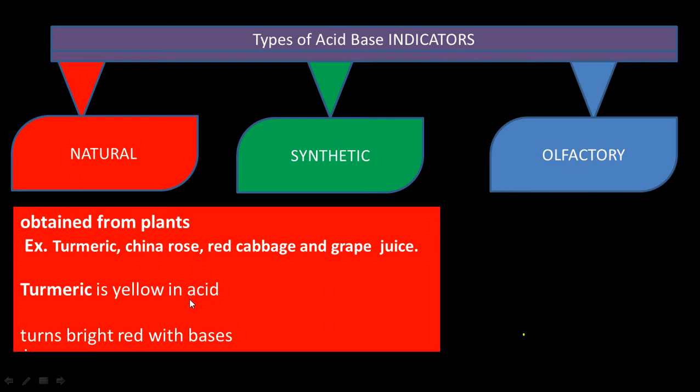In acid, turmeric turns yellow and in base it turns bright red.